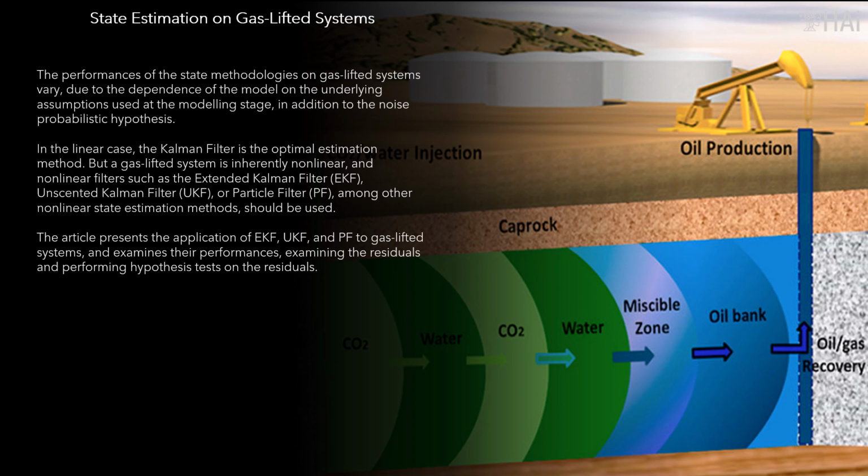In the linear case, the Kalman filter is the optimal estimation method. But a gas-lifted system is inherently nonlinear, and nonlinear filters such as the extended Kalman filter, EKF, unscented Kalman filter, UKF, or particle filter, PF, among other nonlinear state estimation methods, should be used. The article presents the application of EKF, UKF, and PF to gas-lifted systems, and examines their performances, examining the residuals and performing hypothesis tests on the residuals.